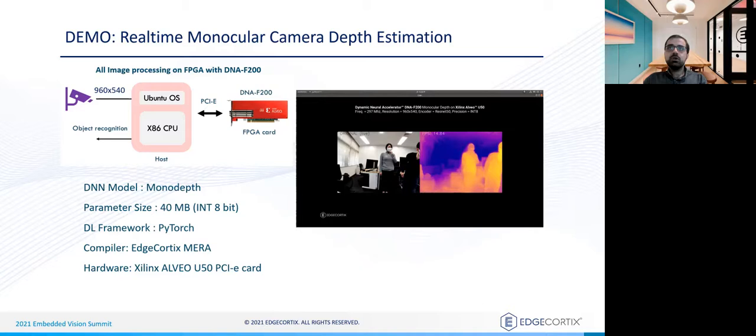Here we have a demo of depth estimation using inputs from a monocular camera. The model used is called MonoDepth with 40 megabytes of model parameters post-quantization, making it a fairly large model which will not fit on the FPGA on-chip memory. This model is compiled with the MERA compiler and the FPGA is running the DNA F200 AI engine. Now let's start the video.